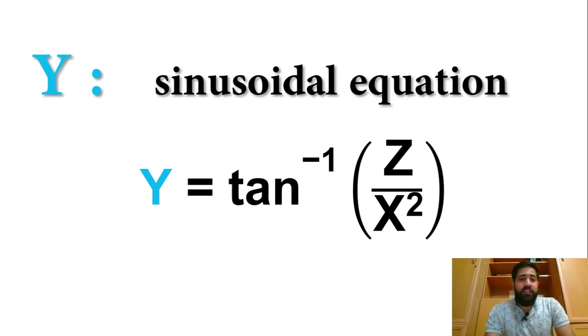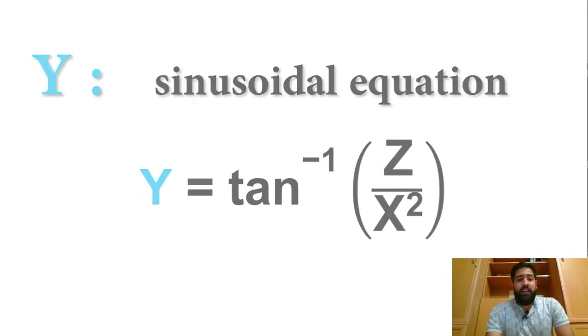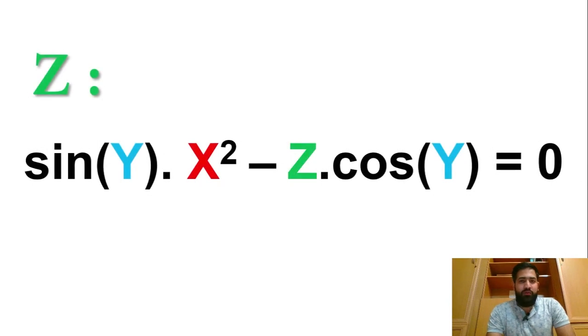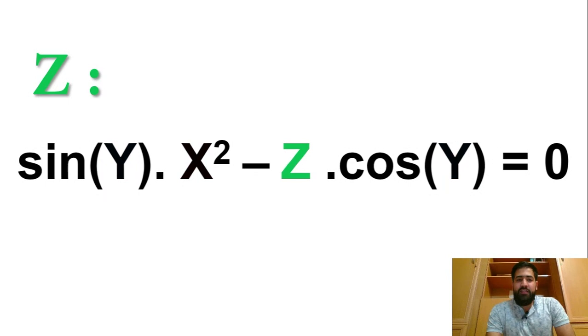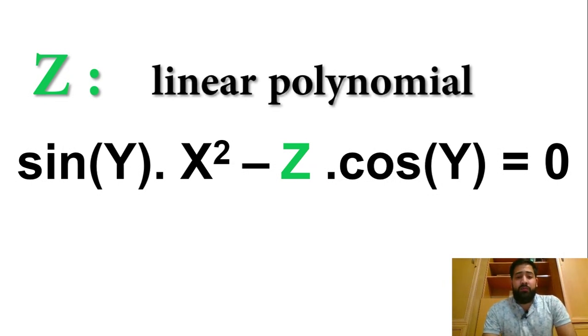And we have one remaining variable, and that is z. How do we find z? Here z appears in a linear equation. We have sine of y times x squared minus z times cosine of y. Here sine of y times x squared is a normal number, and minus cosine of y is the coefficient of z. So we have a linear polynomial.